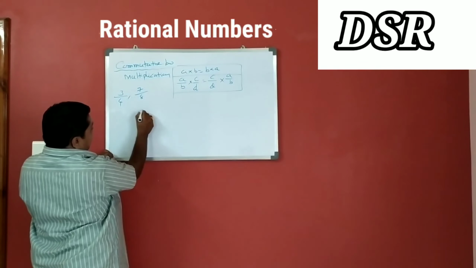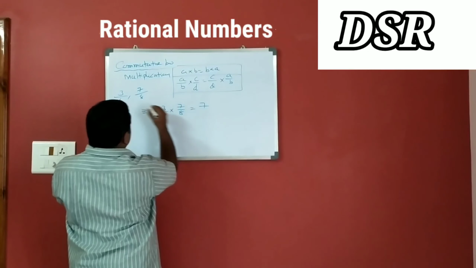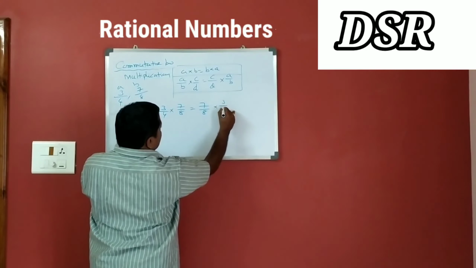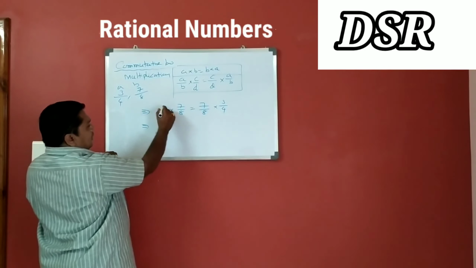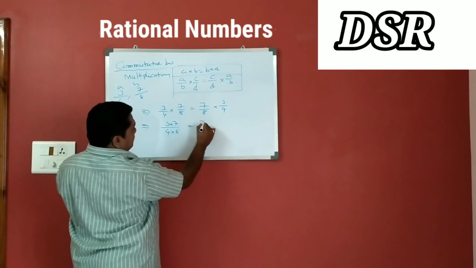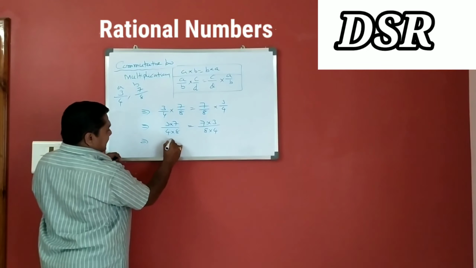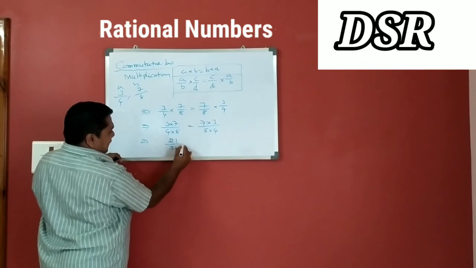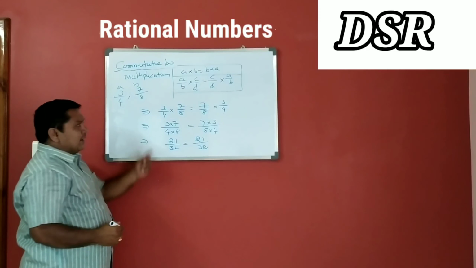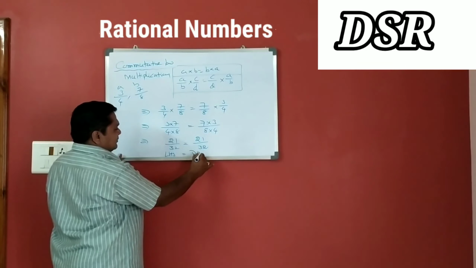We can apply this first formula. 3 by 4 into 7 by 8 is equal to, taking it as A and B, A into B is equal to B into A, 7 by 8 into 3 by 4. That implies numerator into numerator: 3 into 7 by 4 into 8, and 7 into 3 by 8 into 4. 3 sevens are 21 by 8 fours are 32; 7 threes are 21, 8 fours are 32. So we have observed here also that LHS is equal to RHS.